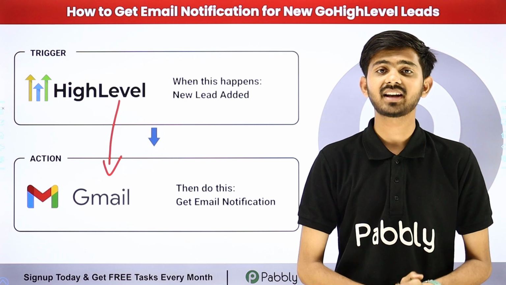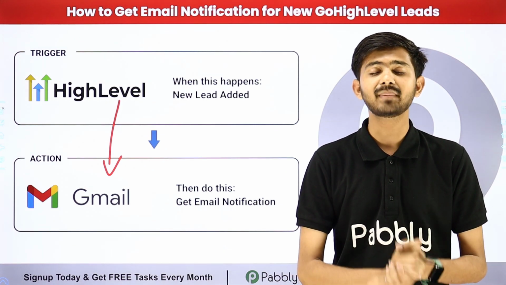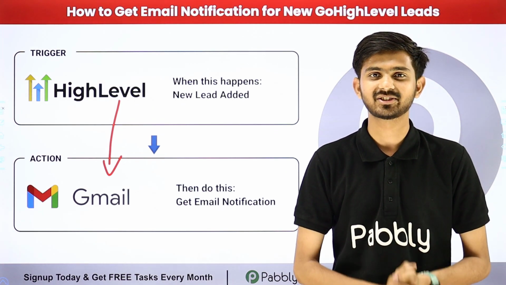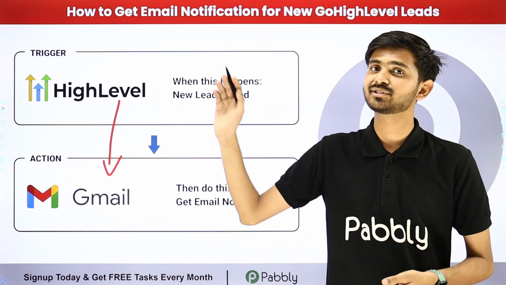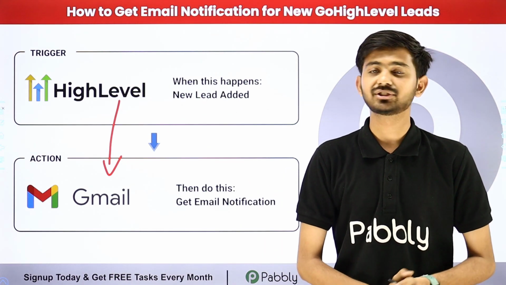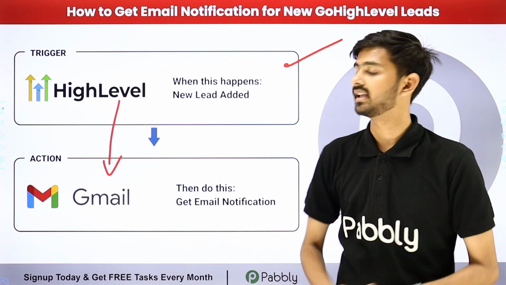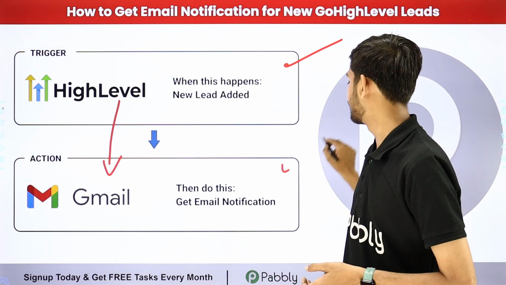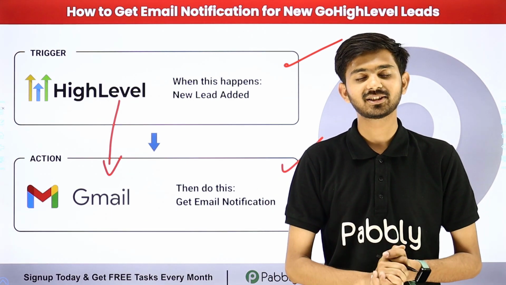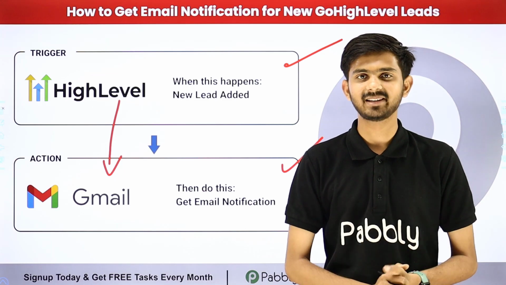For building this connection, I'm going to use Pabbly Connect, which is an amazing software for automation and integration. In Pabbly Connect, I have to use trigger and action. In trigger application, I'm going to use GoHighLevel. In action application, I'm going to use Gmail. So how am I going to build this connection? For that, let me take you to my computer screen.